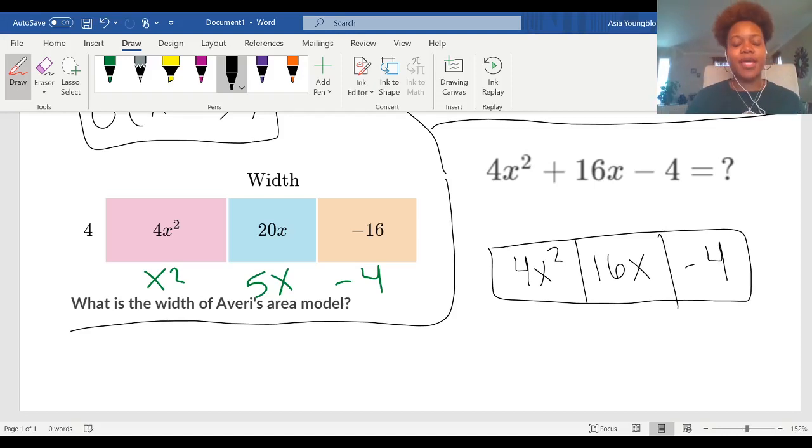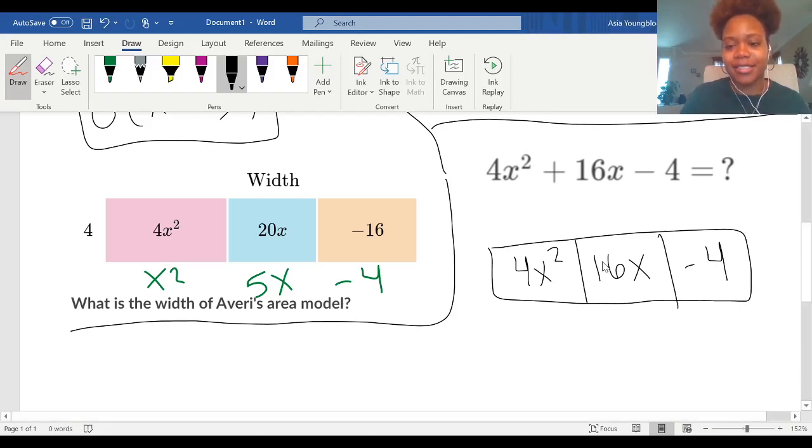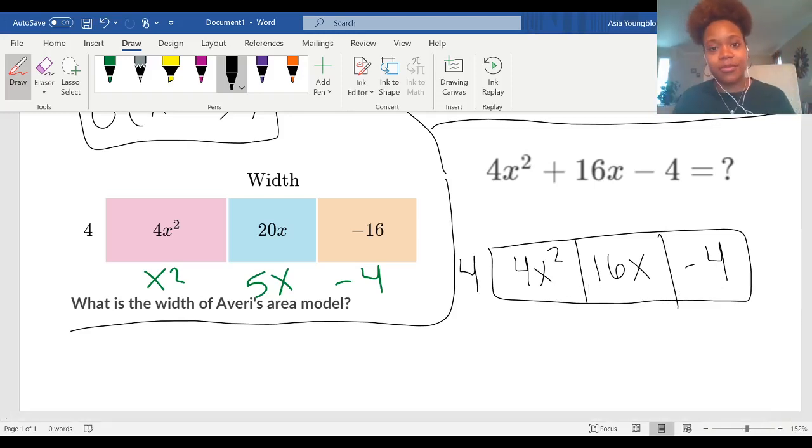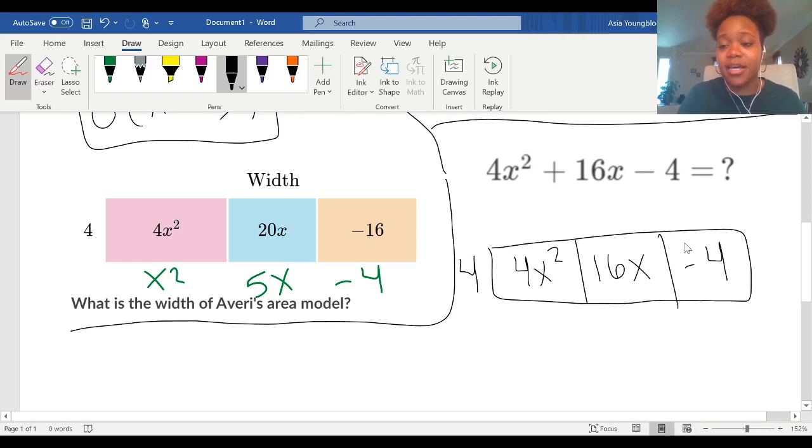So again, we're looking for the biggest number that goes into 4, 16, and negative 4. So I'm going to look at my smallest number and think of the factors. The greatest factor for 4 is the number itself, 4. And that number happens to go into itself and 16. So we're going to factor out 4. For this particular problem, again, we cannot factor out any x's because this last term does not have an x.